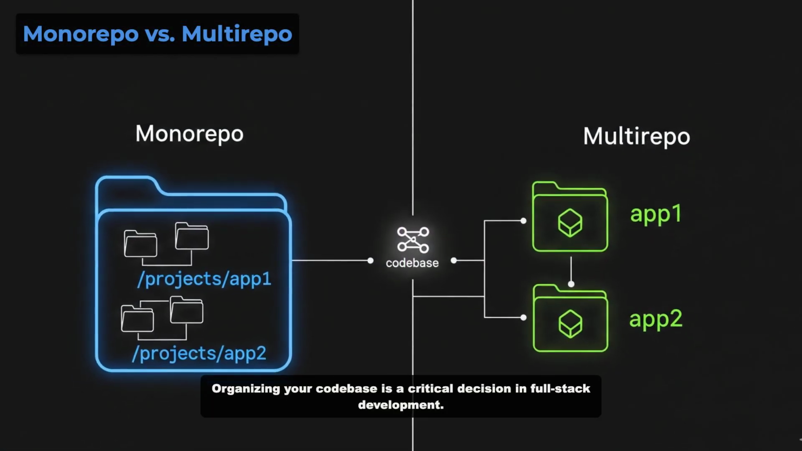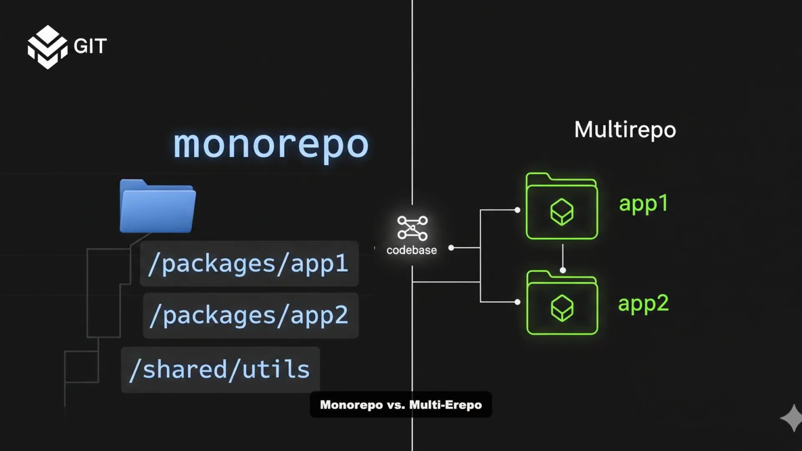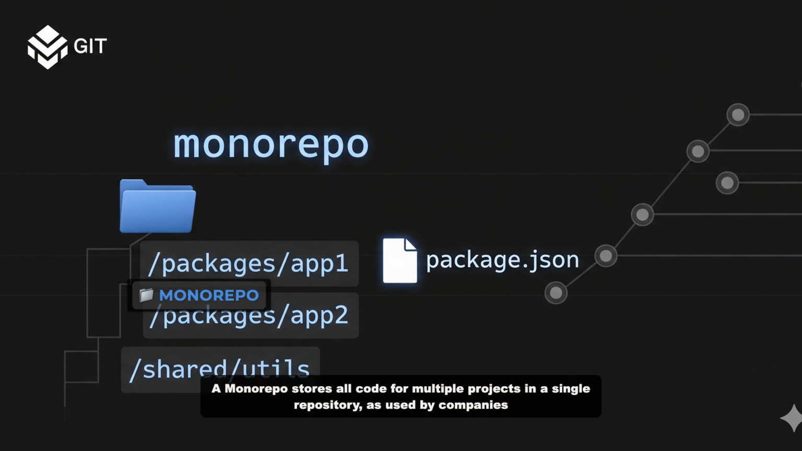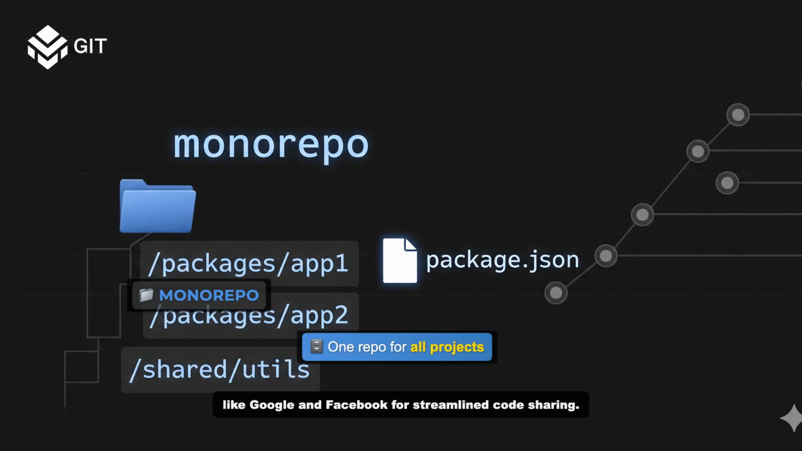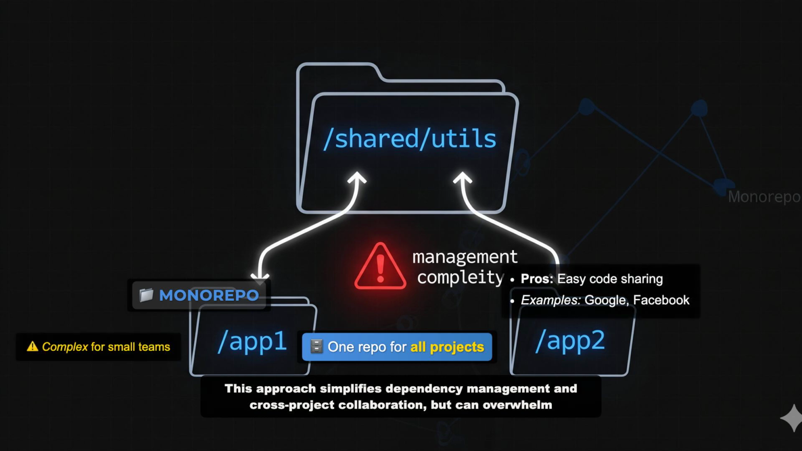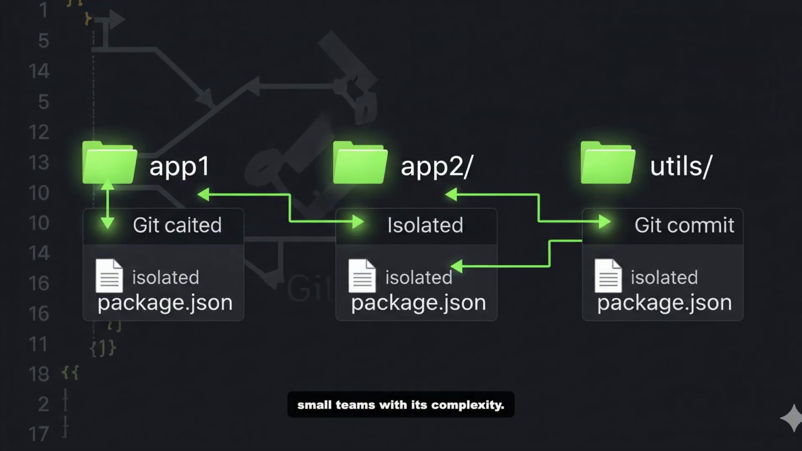Organizing your codebase is a critical decision in full-stack development. Monorepo versus multi-repo. A monorepo stores all code for multiple projects in a single repository, as used by companies like Google and Facebook for streamlined code sharing. This approach simplifies dependency management and cross-project collaboration, but can overwhelm small teams with its complexity.